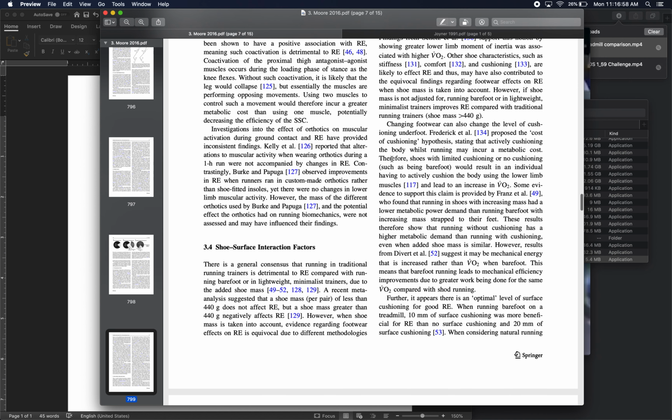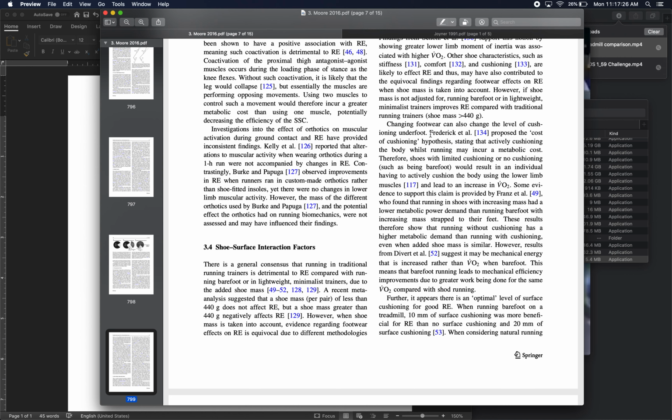Interestingly, and we'll talk about this quite a bit, we'll have two full papers on this, is this notion of the cost of cushioning hypothesis from Frederick. Ned Frederick was a very prominent biomechanics researcher on footwear in the 1980s. He's still active today and is still doing great research on footwear, but got his start in the 1980s doing some research on effects of shoe properties, including mass and cushioning, on the performance and economy of running.